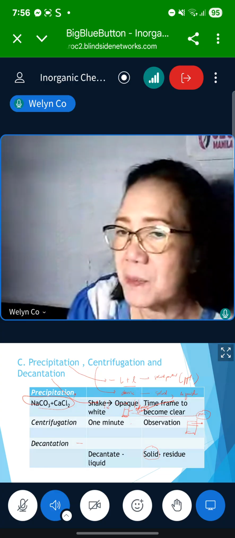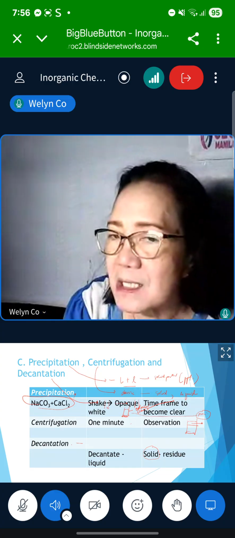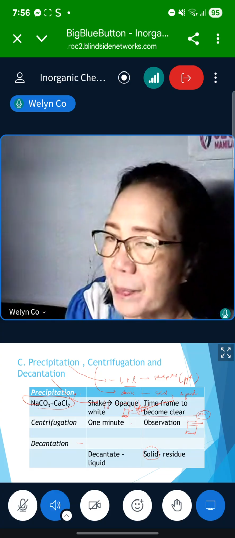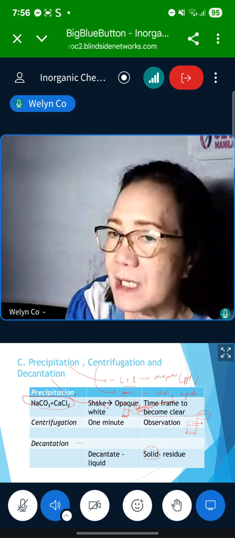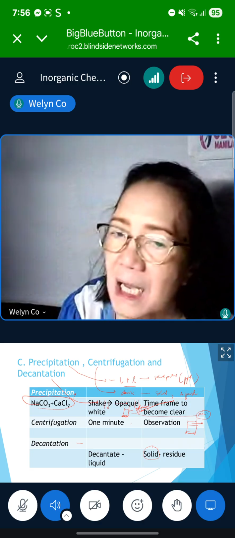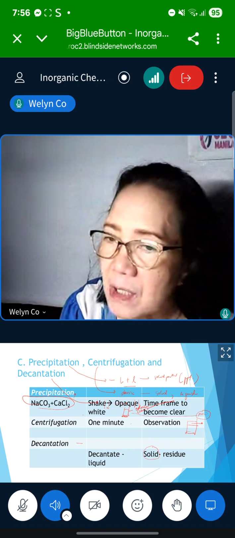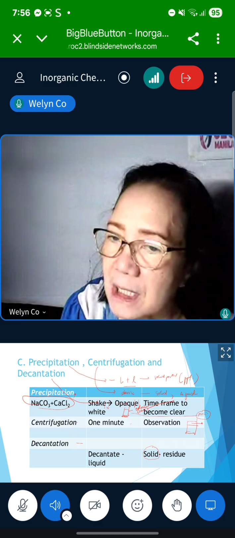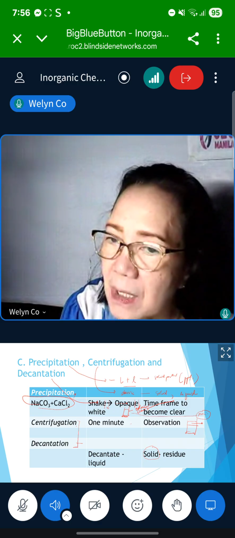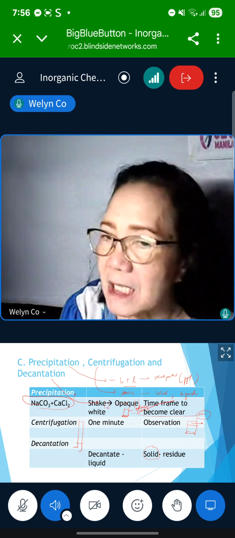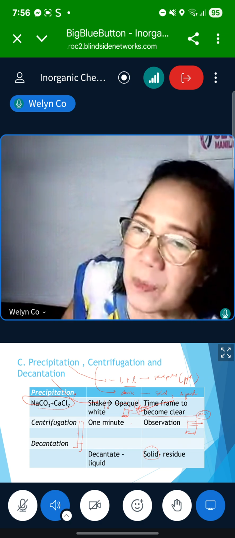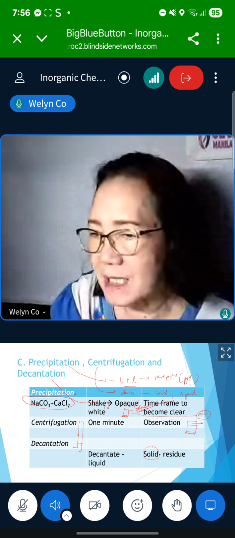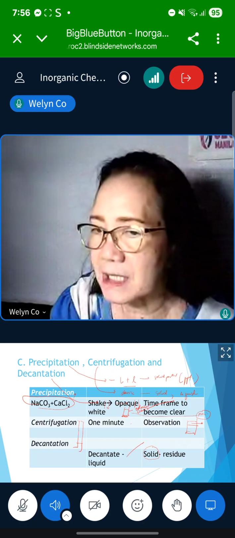Precipitation. Precipitation is the process of forming solid particles from liquid-liquid components. How can we separate the solid from liquid? It is done by centrifugation and also by decantation. So ito yung ating simultaneous itong ginagawa. Kumbaga, it will be a coupled reaction para makita natin pag-separate ng liquid from solids. Ang decantate, ito yung ating supernatant liquid.